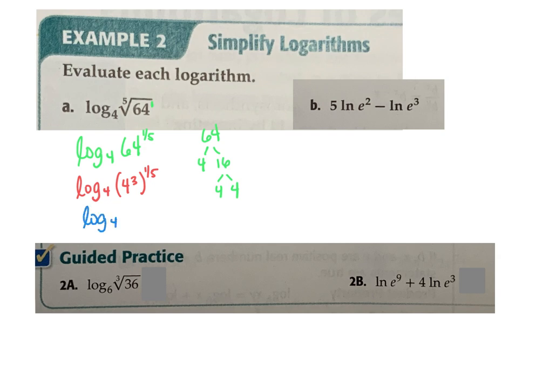Multiply. So I have log base 4 of 4 to the 3/5. What happens between this log base 4 and that 4? Bases cancel out bases. They're the same. They cancel out. So this equals 3/5. That is my answer. So log base 4 of the 5th root of 64 is 3/5. That's how that works.